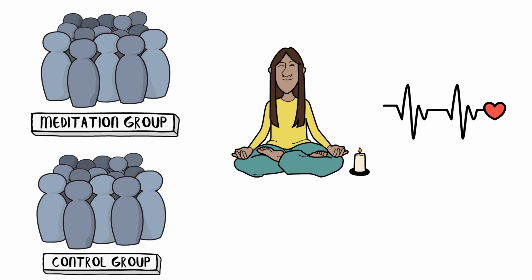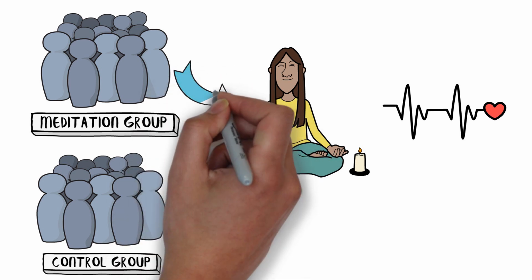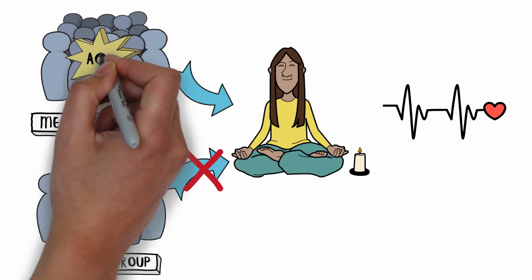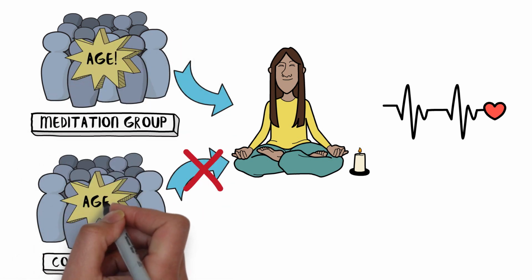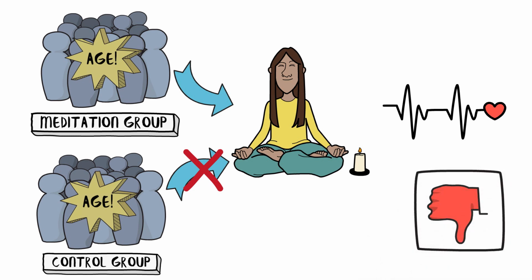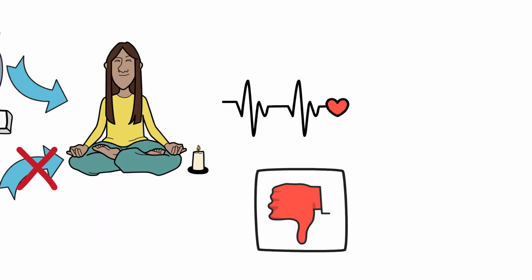The meditation group engages in meditation practices while the control group does not. However, if the researcher fails to control age, which is a potential confounding variable, the results of the study may be compromised. Older participants are more likely to have poor cardiovascular health, regardless of their meditation practices. If the meditation group happens to have a higher proportion of younger participants compared to the control group, any observed differences in cardiovascular health may be falsely attributed to meditation when in fact it is due to age.